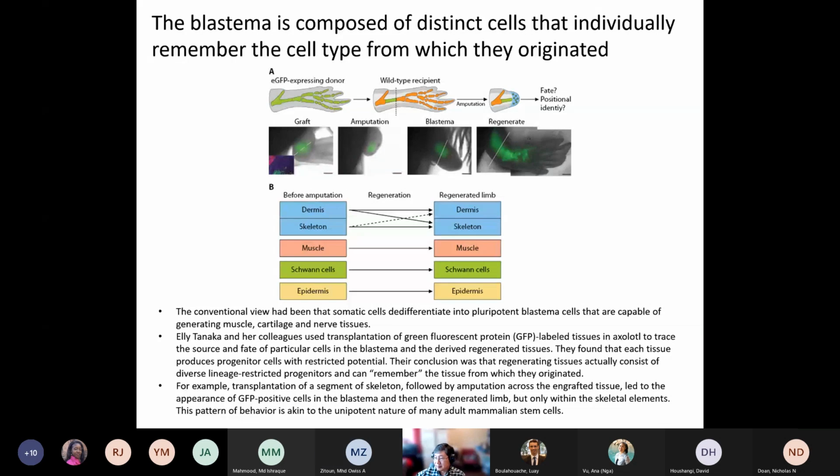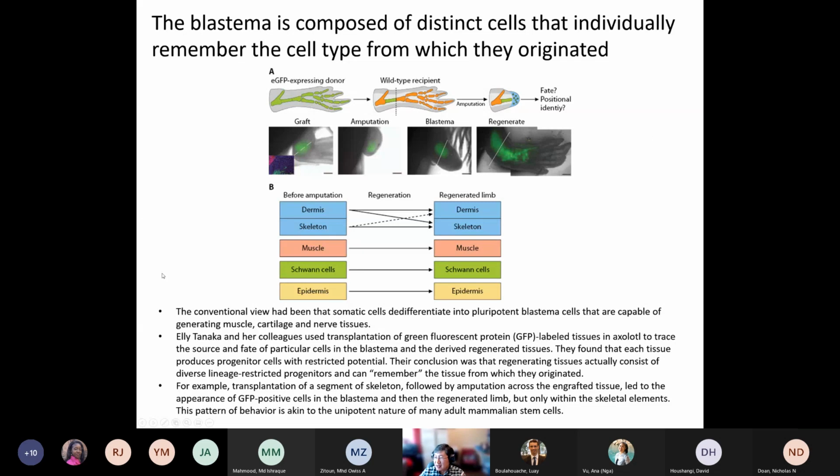Professor, what's the level of potency for blastema cells? So we're going to describe that right here, in the next slide. Here, the scientists try to understand this question.